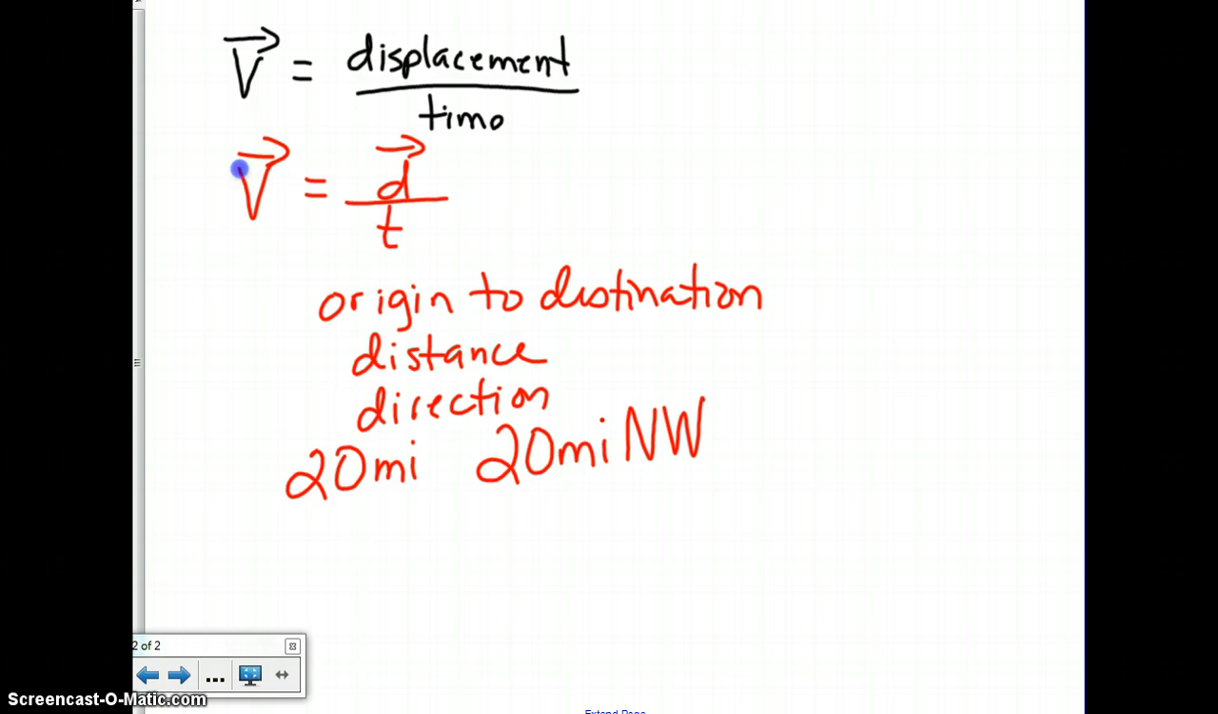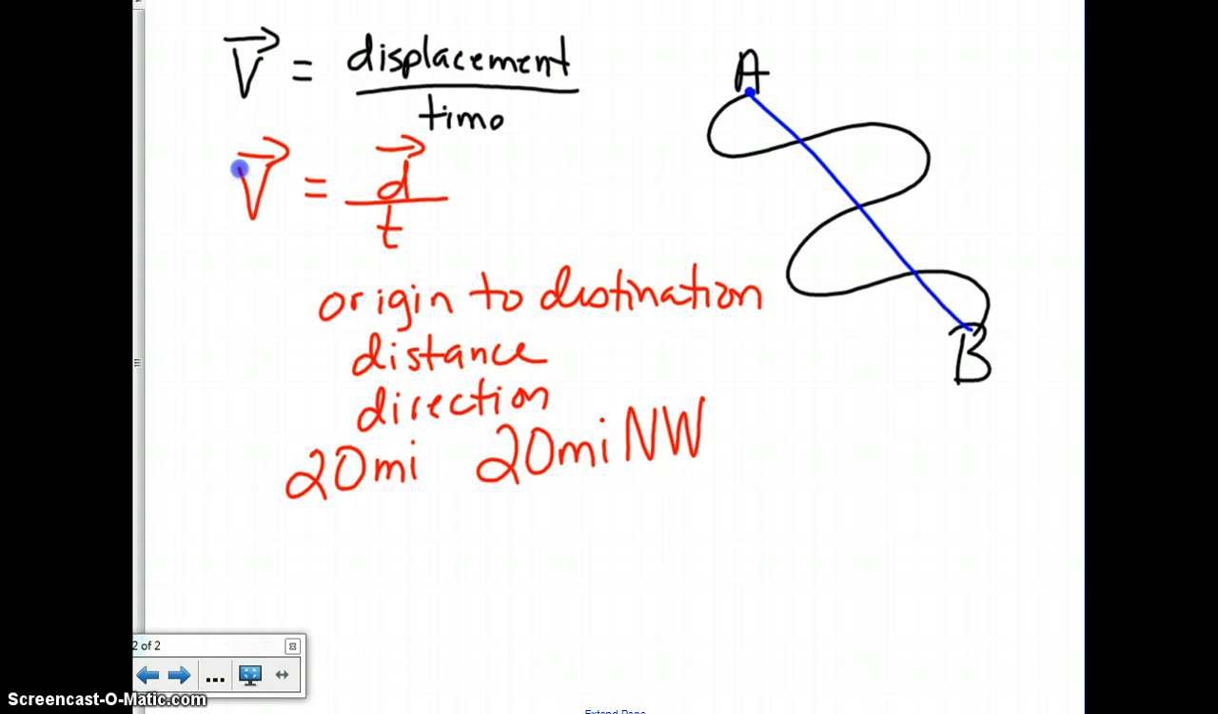So, for example, if I go from point A to point B, and I have to drive a very curvy road, my actual distance traveled would not be my displacement. The displacement is the straight line from my point of origin to my point of destination. This line right here would be my displacement, understanding that you have to include a direction. So if we have our compass rose here, then we know that we traveled in a southeasterly direction. So again, displacement is a vector, and it is a very important component of vector velocity.